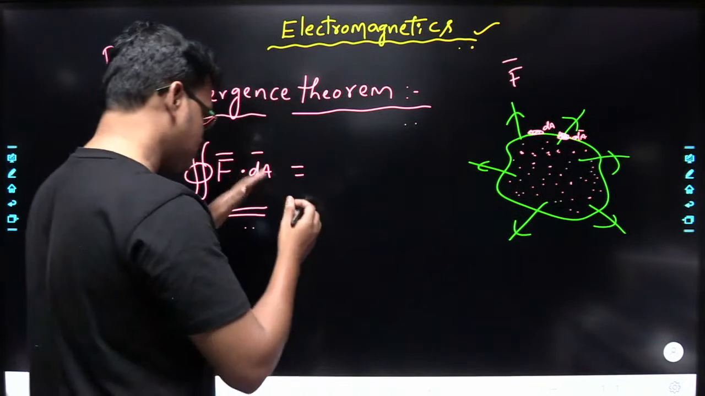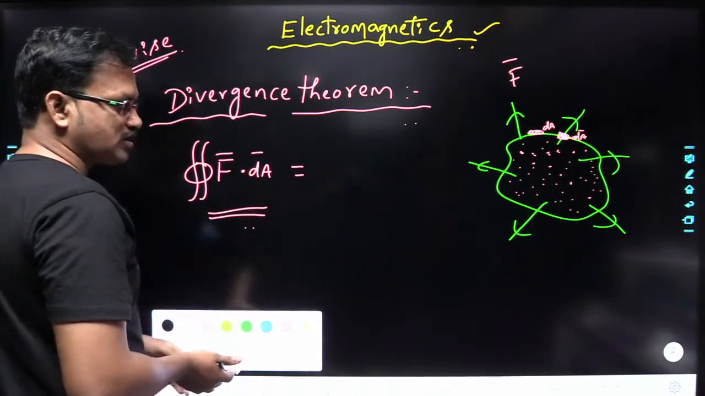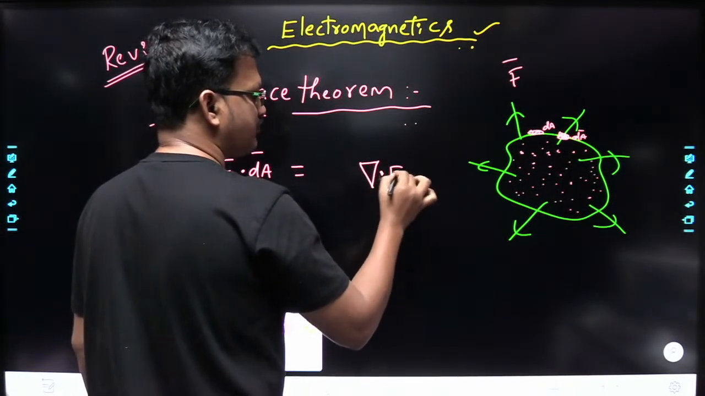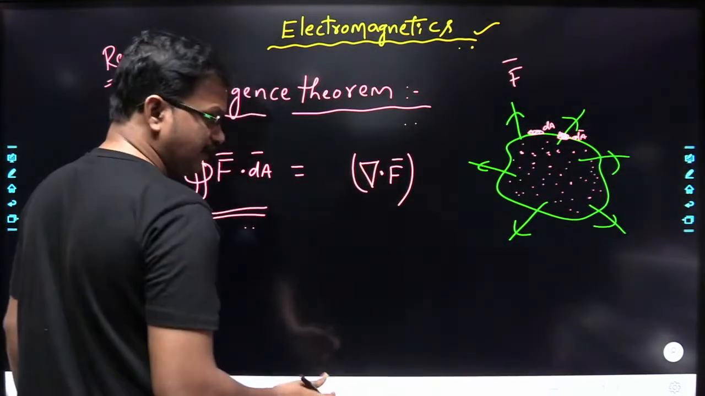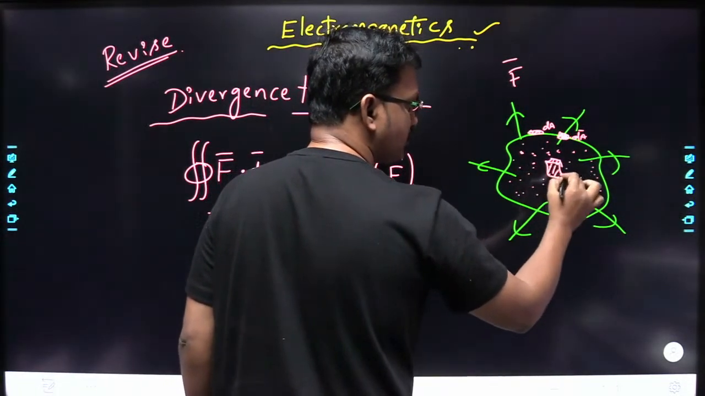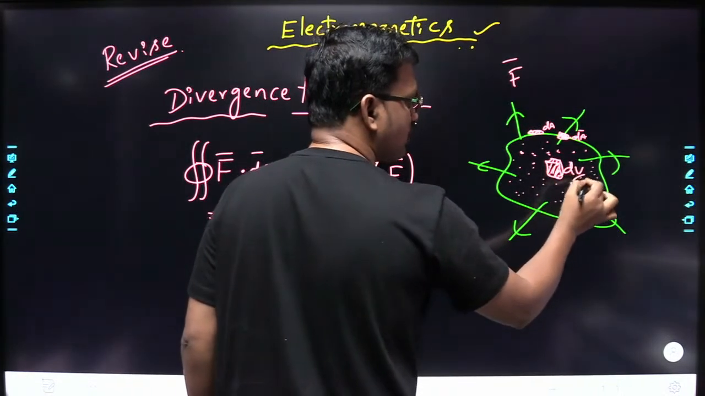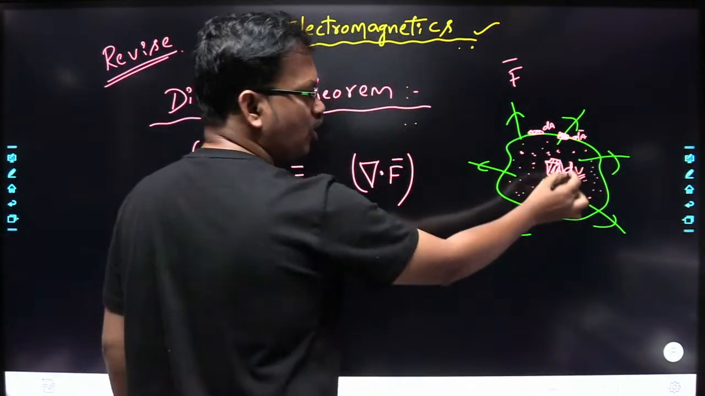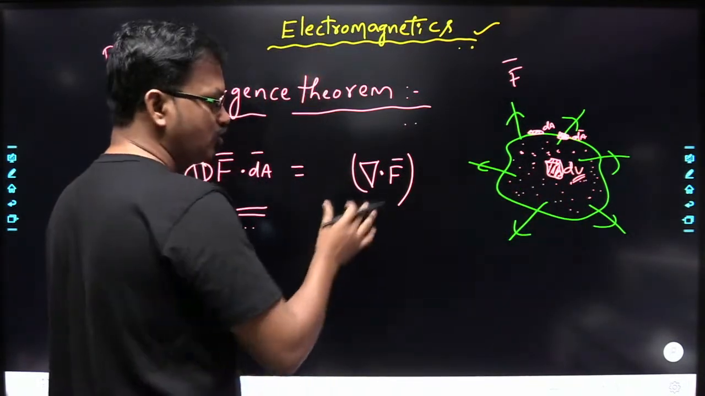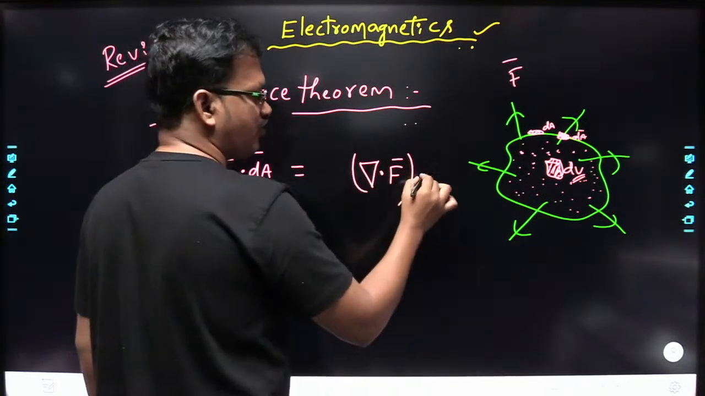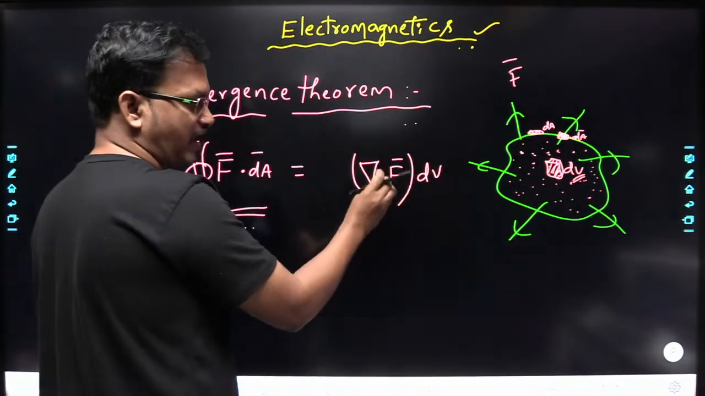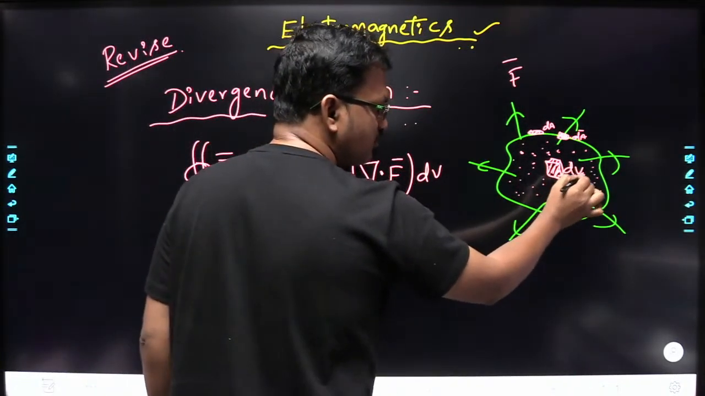Yes or no? So this is equivalent to what here? The flux leaving the closed surface is also equivalent to the divergence of F bar. If you consider a small differential volume like this, and add up all the divergences over this small differential volume dV, you can represent that as divergence of F bar into dV. This will give you the addition of divergences over this small differential volume dV.